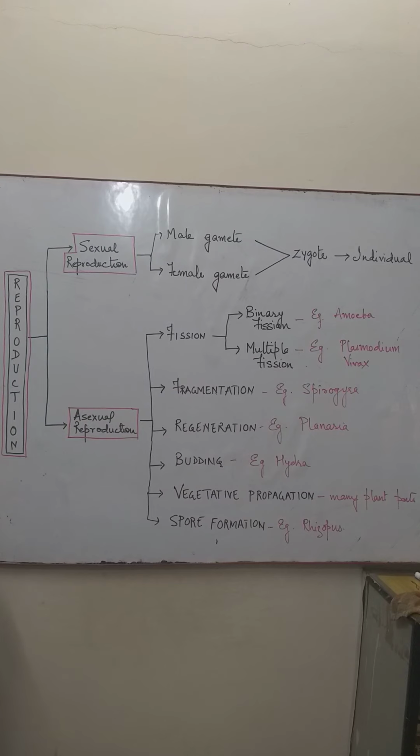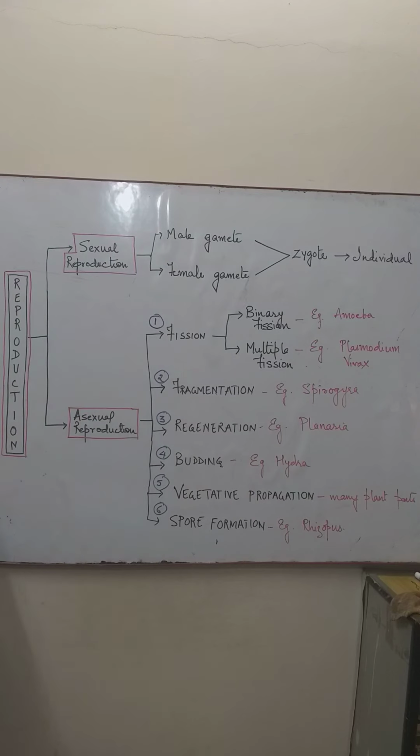When we talk of asexual reproduction, there are various mechanisms that organisms have developed to undergo the process of asexual reproduction. The important mechanisms are: first, fission; second, fragmentation; third, regeneration; fourth, budding; fifth, vegetative propagation; and sixth, spore formation. These are the major methods of asexual reproduction. Now we'll discuss the mechanisms of reproduction one by one.